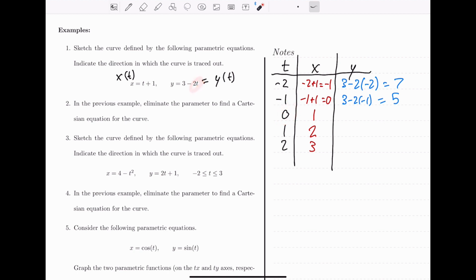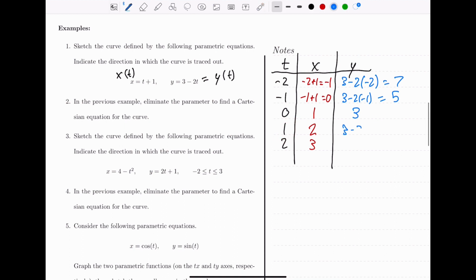Now we plug in 0 for t. So 3 minus 2 times 0, that's simply 3. Now we plug in 1 for t. 3 minus 2 times 1. 3 minus 2 is 1. Now we plug in 2 for t. We have 3 minus 2 times 2. And we get 3 minus 4, -1.